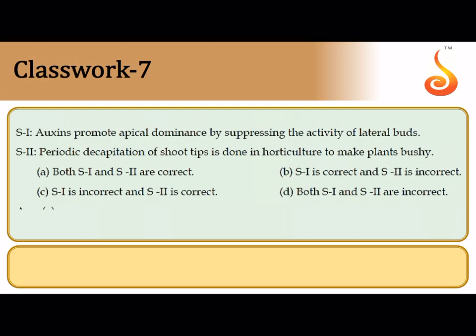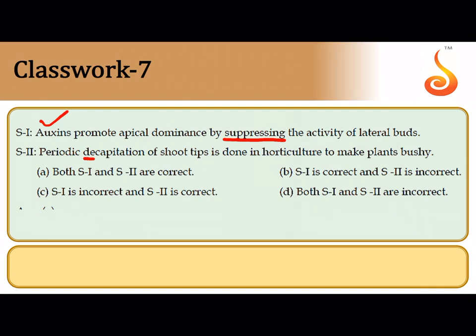The seventh question says auxins promote apical dominance by suppressing the activity of lateral buds. Very correct, because auxins are synthesized in the shoot apex and they dominate the lateral buds. So they suppress the activity of the lateral buds. That's why the lateral buds don't form branches just below the apical bud, isn't it?